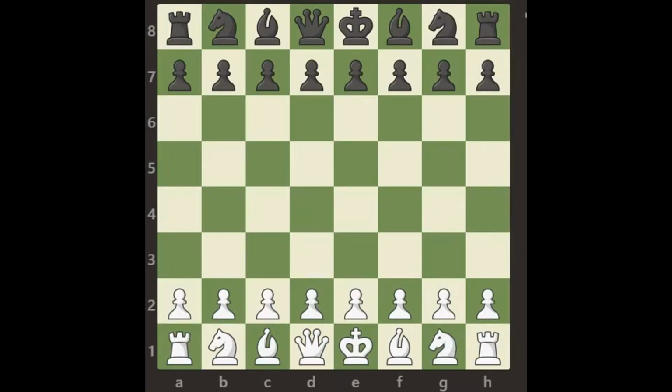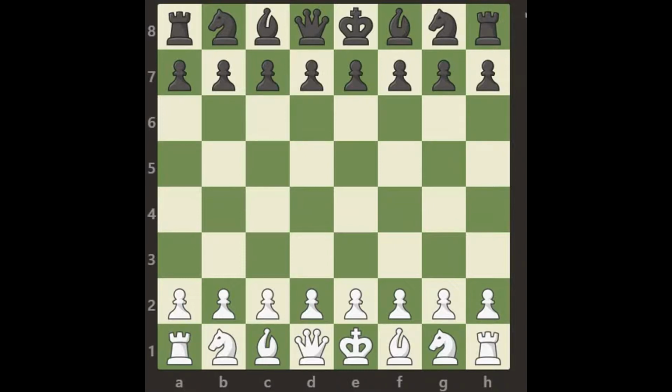In this video, we will talk about the four important technical terms, that is attack, check, discovered check, and double check. Now first we will understand what is attack. Attack means to move a pawn or piece in such a manner that according to its capabilities of capturing, it will be able to take the opponent's piece or pawn, that is an adverse piece or pawn.